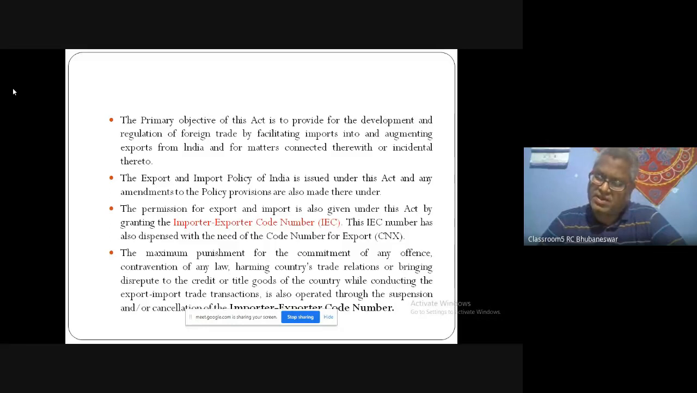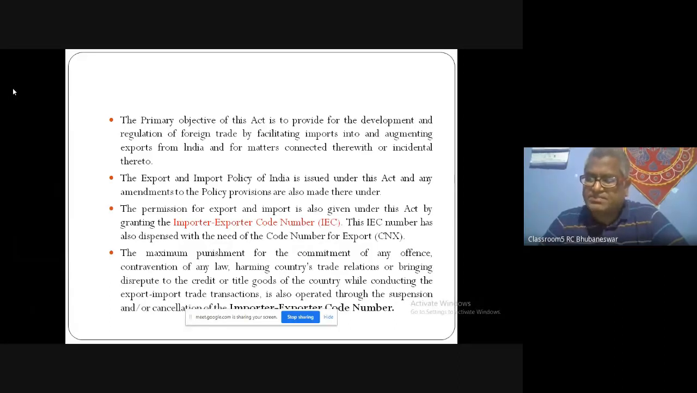For exporting or importing any particular goods, that code number should be obtained. But the question is, from whom is it obtained and how is it obtained? There are regional licensing authorities through which it can be obtained.